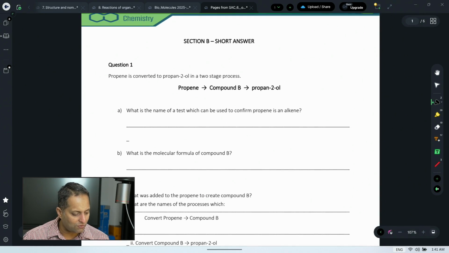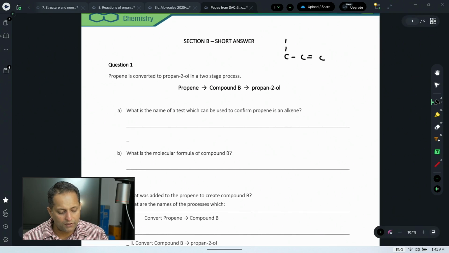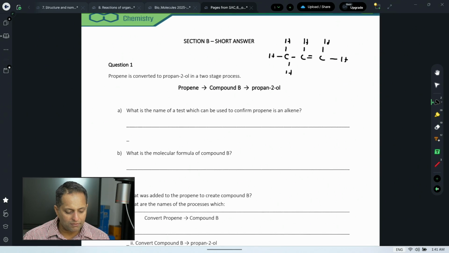All right, let's look at question one. Propene is converted to propan-2-ol in a two-stage process. When there's a question like that, it is really important that you draw it out, because at the beginning it's better to draw it out, then you are going to make fewer mistakes. So this is propene. Make sure there are no 5 bonds, right?